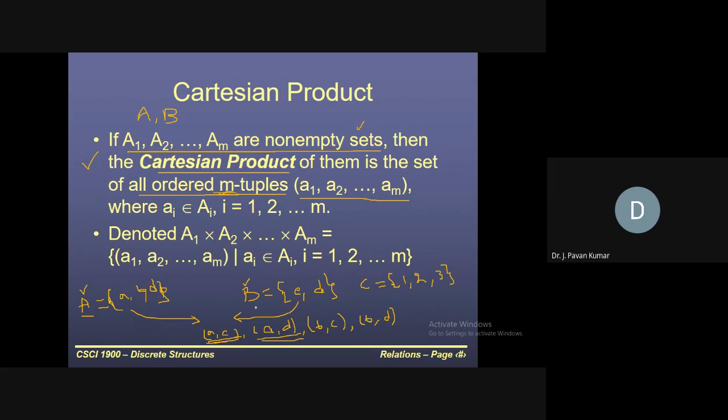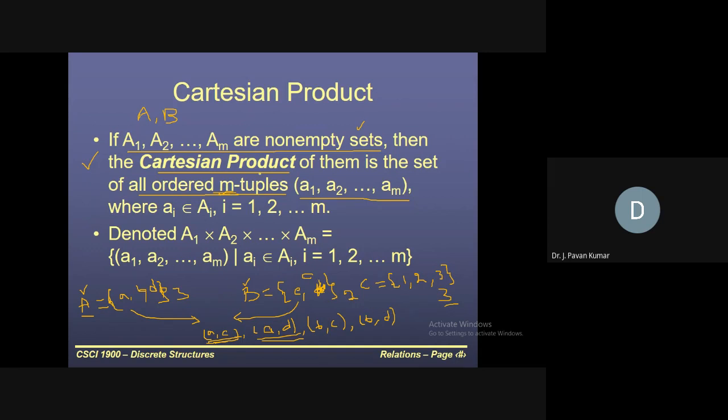A is A, B, C, D, B is E comma C, and the other set C is 1, 2, 3. So how many tuples? 18 tuples. How have we obtained 18 tuples? Here we are having 3, then here we are having 2, then here we are having 3. So total 3 multiplied by 2 multiplied by 3 is nothing but 18. So 18 tuples we will be having in the Cartesian product.